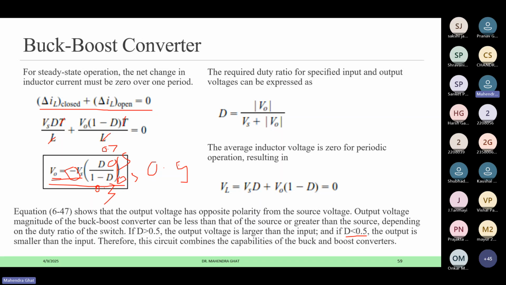So it is giving both things: buck operation, which is the step down operation, as well as the boost operation, which is the step up operation. So that's why it is called the buck boost converter, right? So you can write down this equation: VO is equal to minus Vs D divided by 1 minus D.